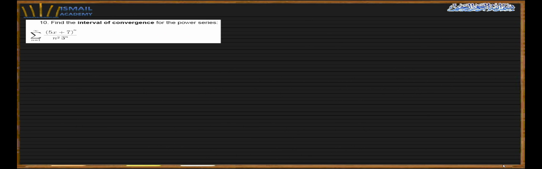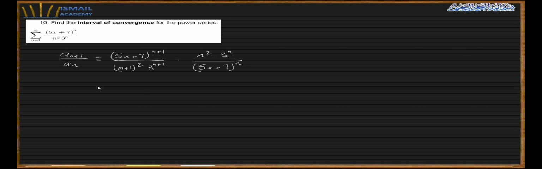So in this question, they ask me to find the interval of convergence of the given power series. First, let me use the ratio test to find the value in terms of x of the ratio. I'm going to use a_(n+1) over a_n. So here is the same thing as (5x+7)^(n+1) over (n+1)^2 3^(n+1), times n^2 3^n over (5x+7)^n.